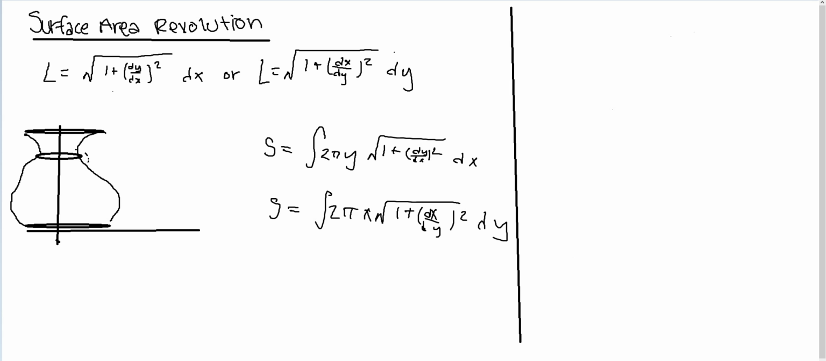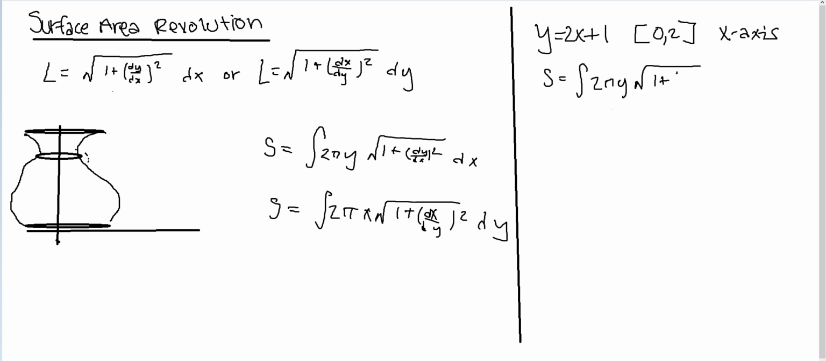Now let's say we had the function y equals 2x plus 1 over the interval 0 to 2 with regards to the x-axis. That's the revolution. So we are going to use the equation S equals the integral of 2 pi y square root of 1 plus (dy/dx) squared dx. First we're going to find our dy/dx. When we take the derivative of 2x plus 1, we know that it's going to equal 2.